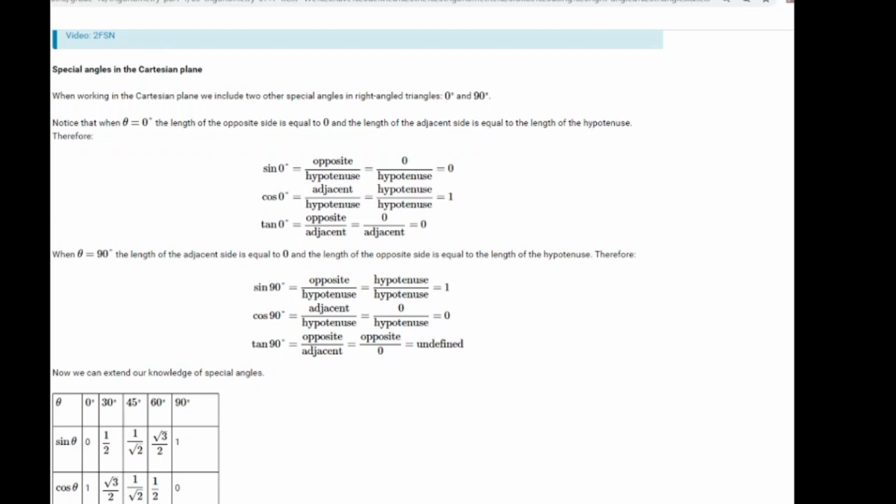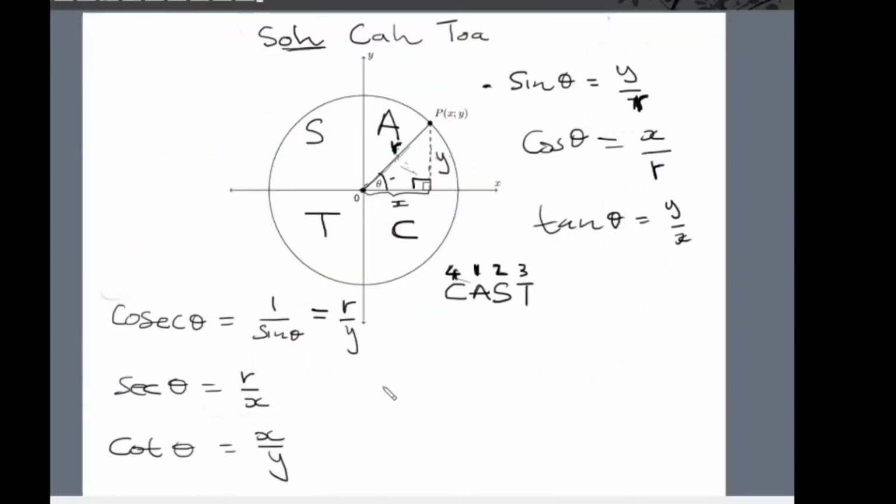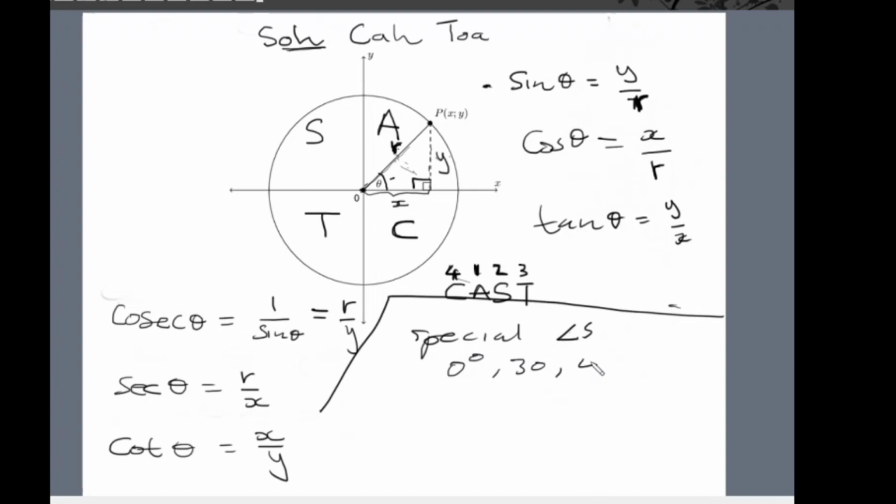Now special angles in the Cartesian plane. The special angles are 0 degrees, 30, 45, 60 and 90. Those are our special angles.